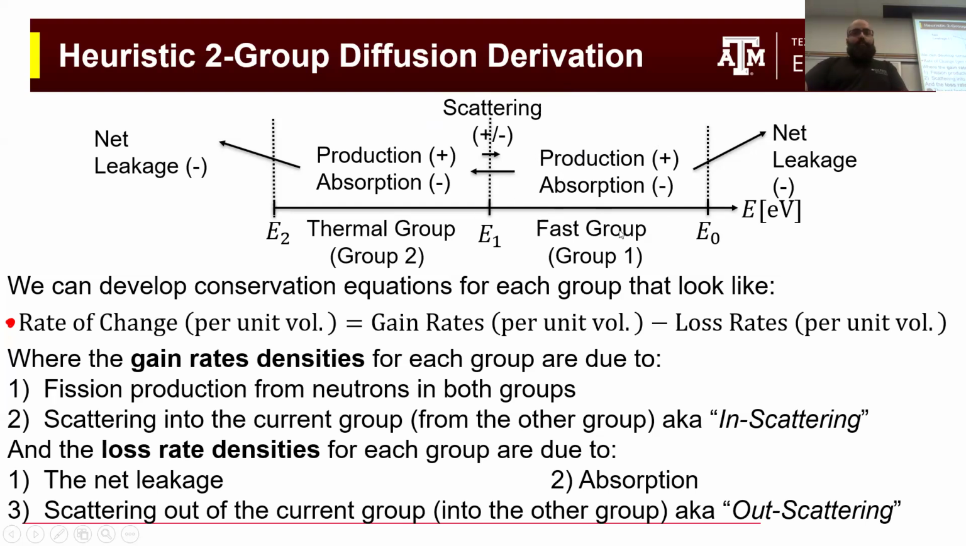Absorption is a loss rate for both groups. Net leakage is also a loss rate for both groups. And then the scattering reactions can either be a gain or a loss, depending on whether we're talking about in scattering or out scattering. If neutrons scatter into a group from another one, that's a gain mechanism for that particular group. And if neutrons scatter out of that group into another group, that would be a loss mechanism for that group. So in terms of the losses, we've got leakage, absorption, and outscattering. And in terms of gains, we've got fission production and inscattering.